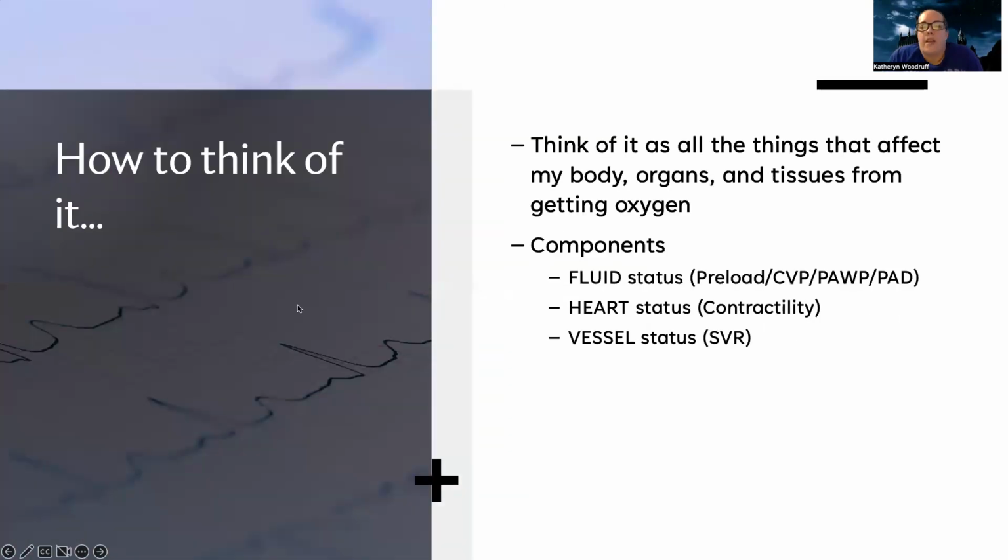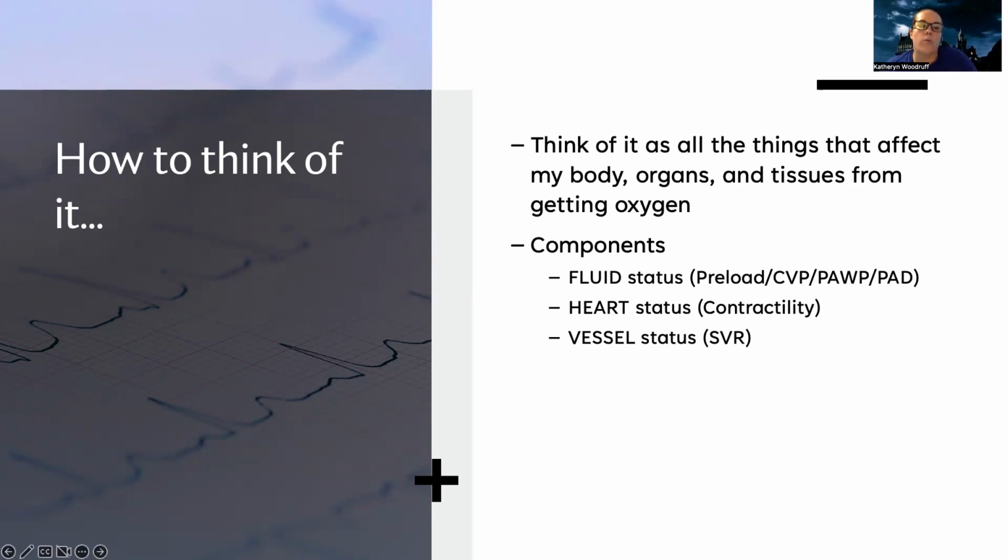So this is how to think of it. Think of hemodynamics, or why we're making you study this, as all the things that affect your body, organs, and tissues from getting oxygen. So it all comes down to your ability to get oxygen. The three main components you usually look at around hemodynamics are your fluid status, your heart status, and your vessel status. And we're going to go through each one of these.